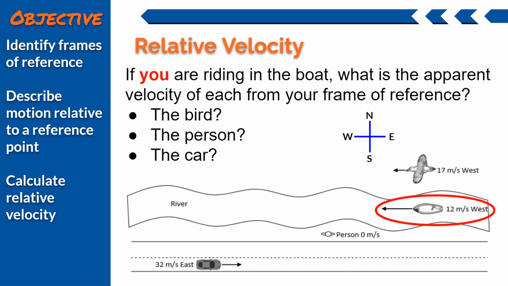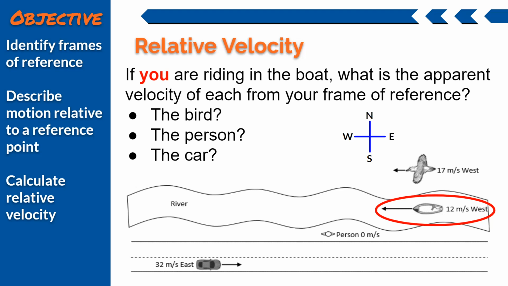Okay, so if it's going 12 west and the car is going 32 east, how fast does the car look? Yeah, you're going to add them. Okay, you're really subtracting a negative, but 44 which way? East. Okay, does that make sense?